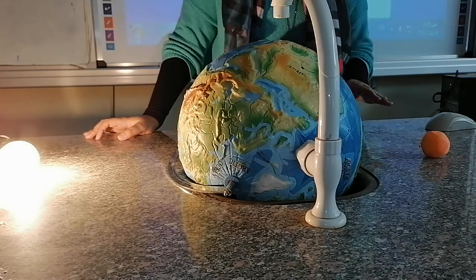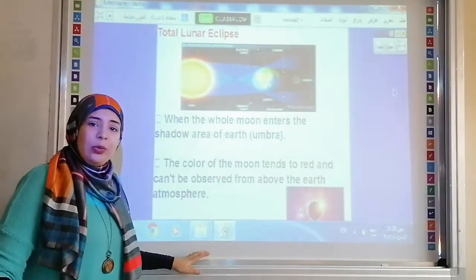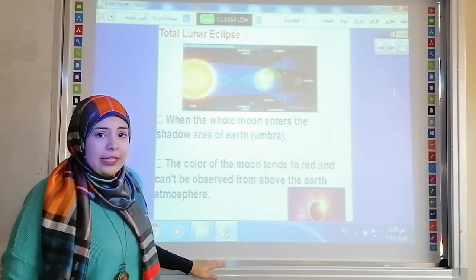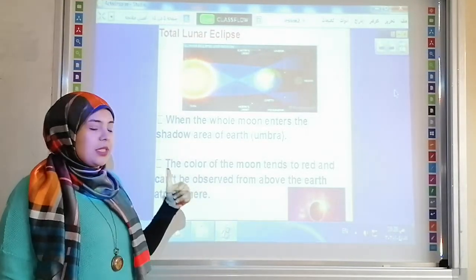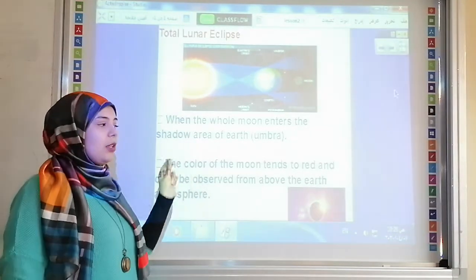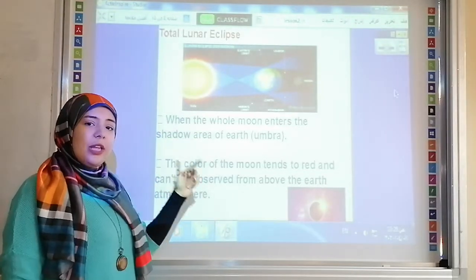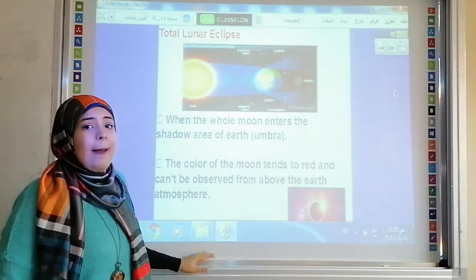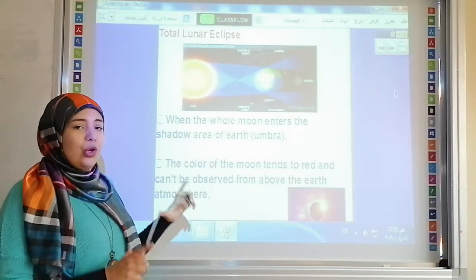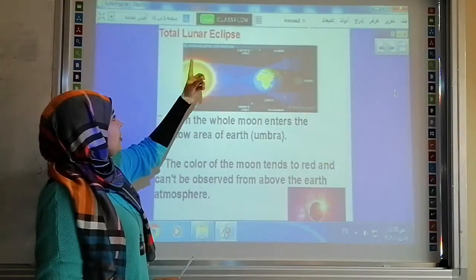And now let's talk about how many types of lunar eclipse there are. Again, what is a lunar eclipse? It's a phenomenon that happens when the sun, earth, and moon are on one straight line and the earth is between the sun and the moon, at the middle of the lunar month when the moon becomes a full moon. So, the first type of lunar eclipse is the total lunar eclipse.